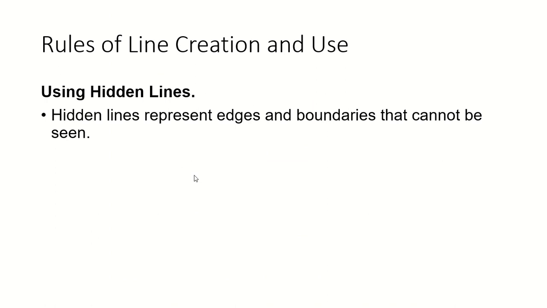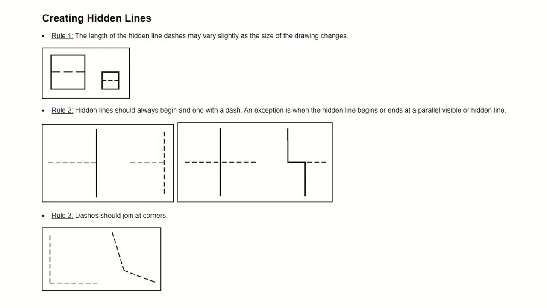Okay, let's see the rules. Line creation. So how are we going to use the hidden lines? Hidden lines, again, are the edges and boundaries that we cannot see from our view. So rule 1: the dashes are going to vary, depending on the size of your object. Here is a bigger surface, and here, look at that, a smaller surface, your view. And we can change the dash according to the size of the view that we're drawing.